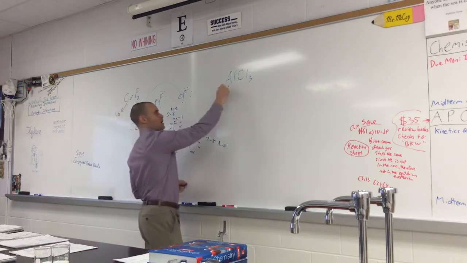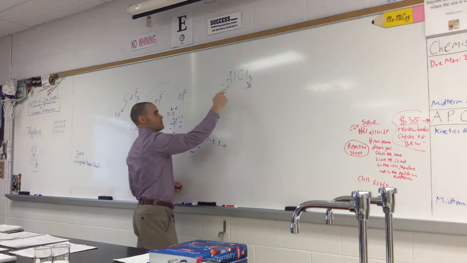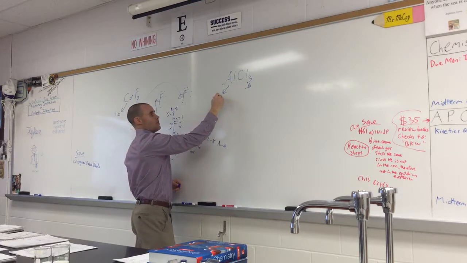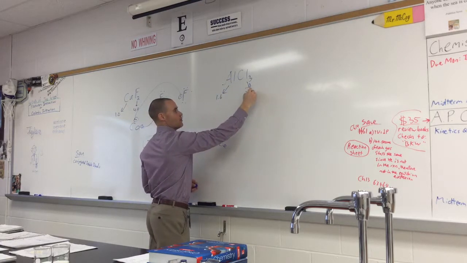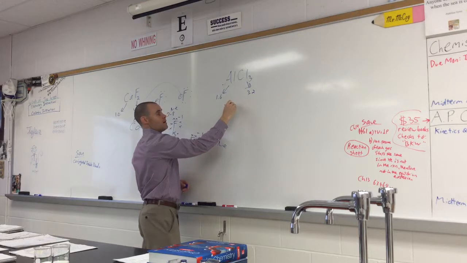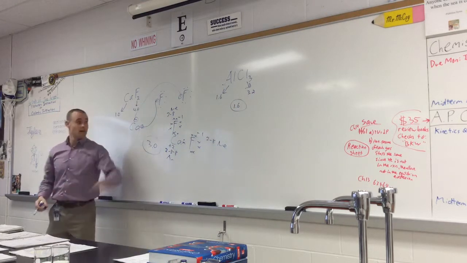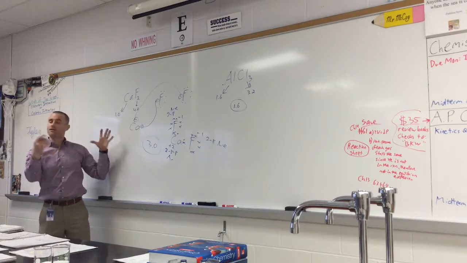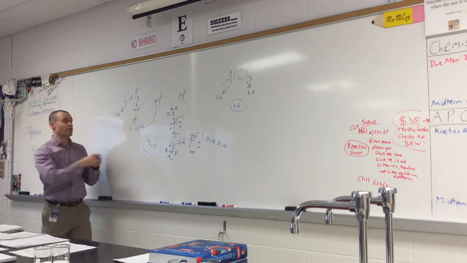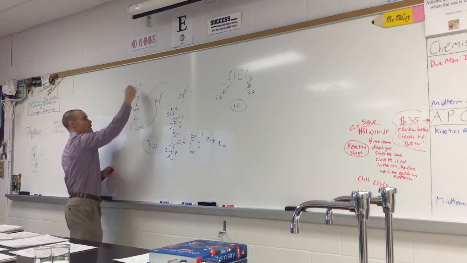What's the difference in electronegativity? What's Al? 1.6. What's Cl? 3.2. That's a 1.6 difference. Which one is more ionic? This one. There's a bigger difference. Stay with me. Bigger difference between this +2 and that -1.